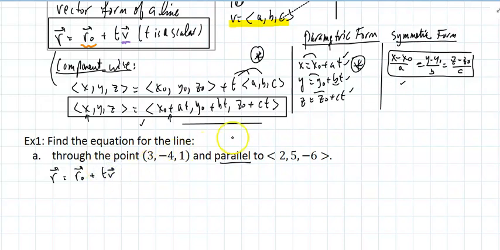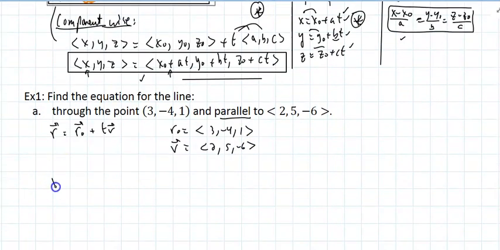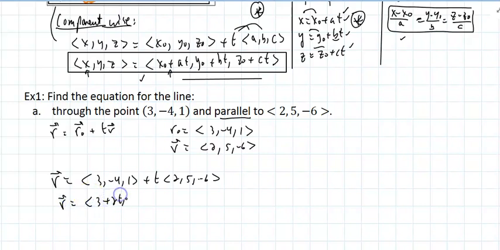Remember, I'm going to take r sub 0 and set it to be the point from the origin. And my v is actually the 2, 5, negative 6. That's very simple to do. So, I could say my vector r is 3, negative 4, 1 plus t times 2, 5, negative 6. Or simply r equal 3 plus 2t, negative 4 plus 5t, and 1 minus 6t. So this is the vector form of a line.